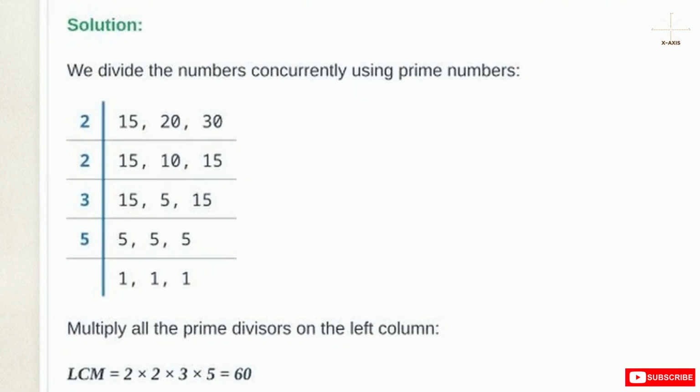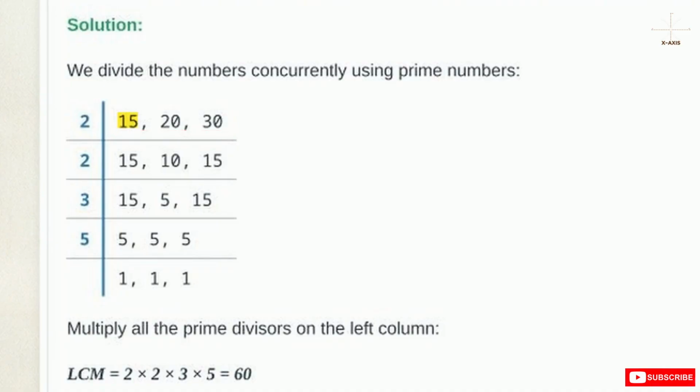Now, let's look at syncing numbers together. This matrix shows the simultaneous division method for finding the lowest common multiple of 15, 20, and 30. We line them up in a row and divide by the smallest prime numbers possible.